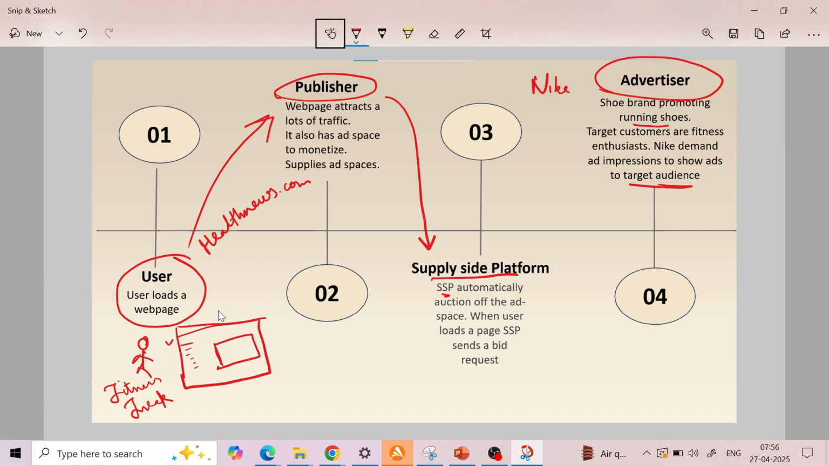So we see this user is one of the target audience of Nike because he is a fitness freak and he is on a website known as healthnews.com, and is reading an article about health news. So if Nike is able to display its ad over here, then there is a great propensity that this user is going to click on this ad and get converted. So let's look at the next step.